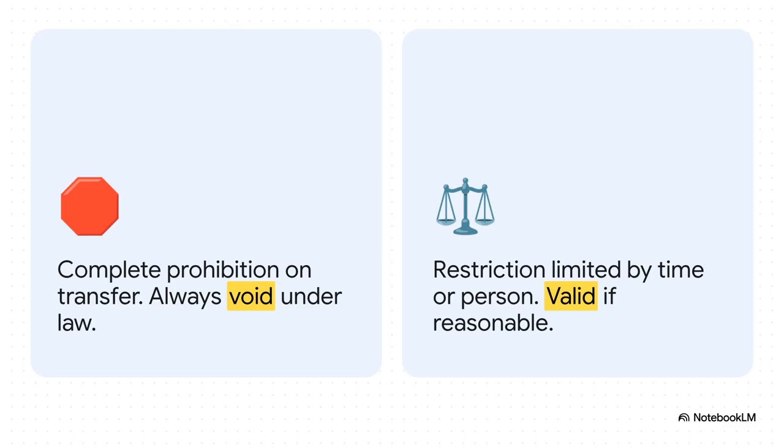And this brilliantly illustrates what KSLU evaluators are looking for. They want clear, structured distinctions in your answer scripts. On one side, absolute restraint is a total roadblock. The consequence is that it's void. On the other side, partial restraint is just a speed bump. It's a limitation by time, person, or manner. The consequence? Valid, but only if the court finds it reasonable. The law simply won't tolerate a complete blockage of property transfer, but it will entertain sensible, limited conditions.